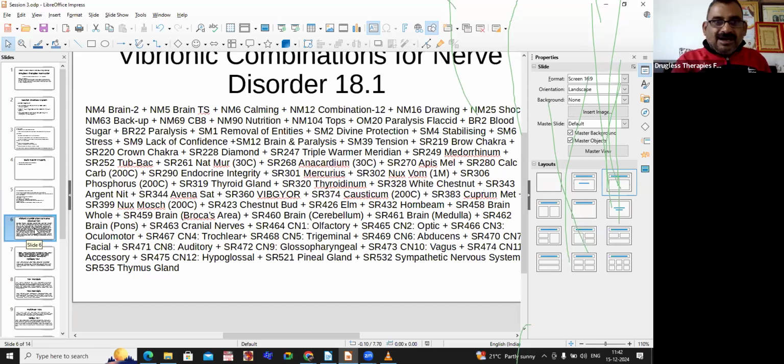Okay, now let us see biochemic combination 12. Biochemic combination 12 has all 12 tissue salts. The whole body is made up of those tissues, and you are supplementing them, so it will help the nervous system also. Like for shock, shock 20, that is mixture number 25.